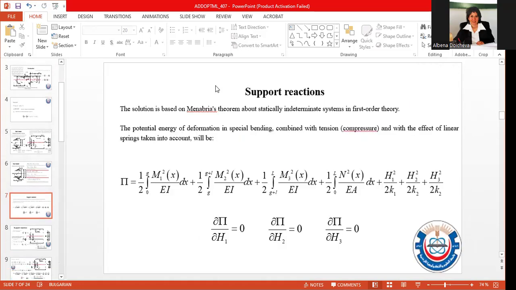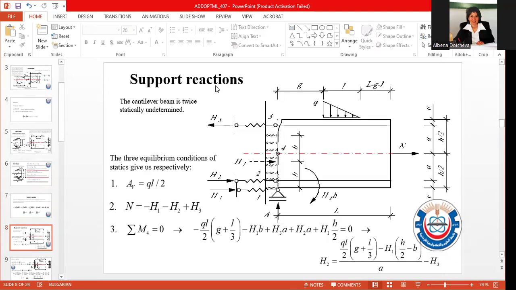For the support reactions, the solution is based on the Menabrea theorem about statically indeterminate systems in first order theory. The potential energy of deformation in special bending combined with tension and compression, with the effect of the linear spring taken into account, will be the next equation. To find our three unknowns, we need the derivation of the potential energy of deformation.